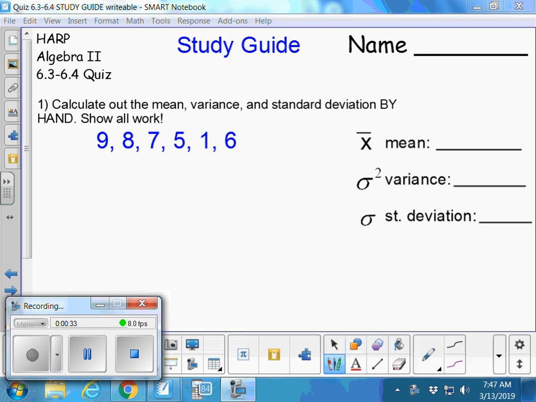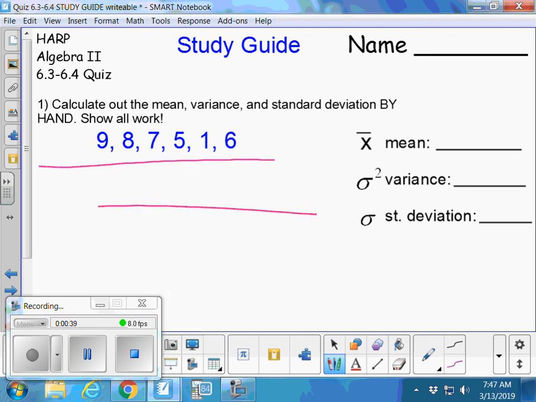All right. We are calculating out the mean, variance, and standard deviation by hand. Visually, I'm definitely looking for 3 columns. If you don't have the 3 columns in your paper, I know you didn't show your work by hand and you'll get points taken off. All right. Do you remember how to start? How do we find that mean?